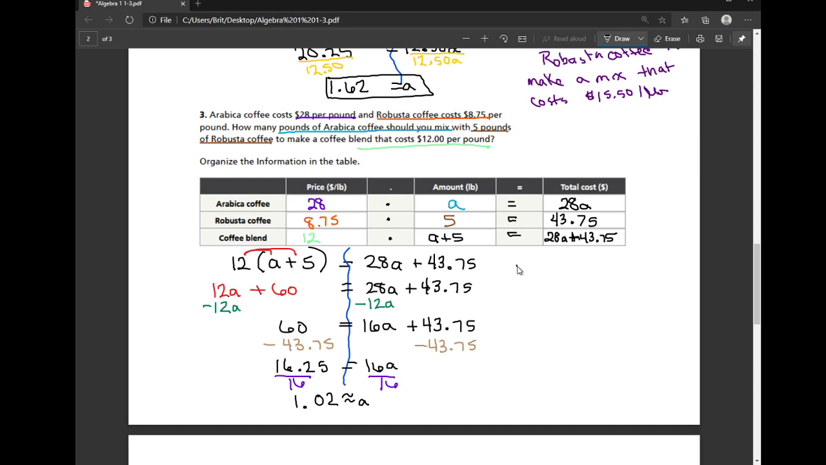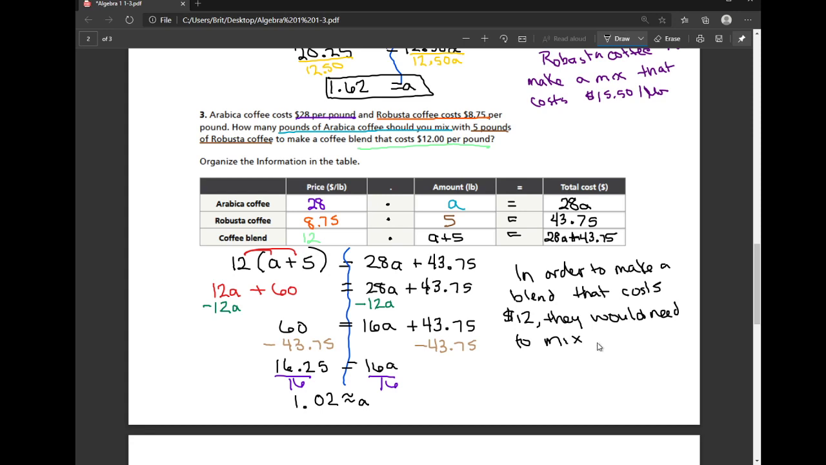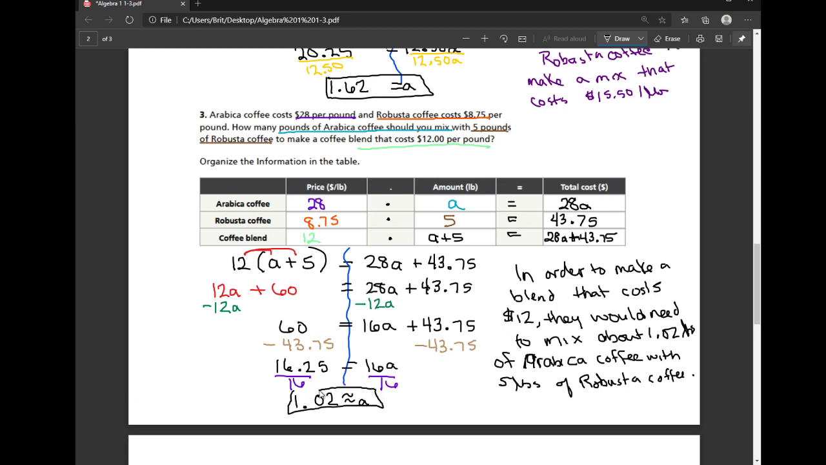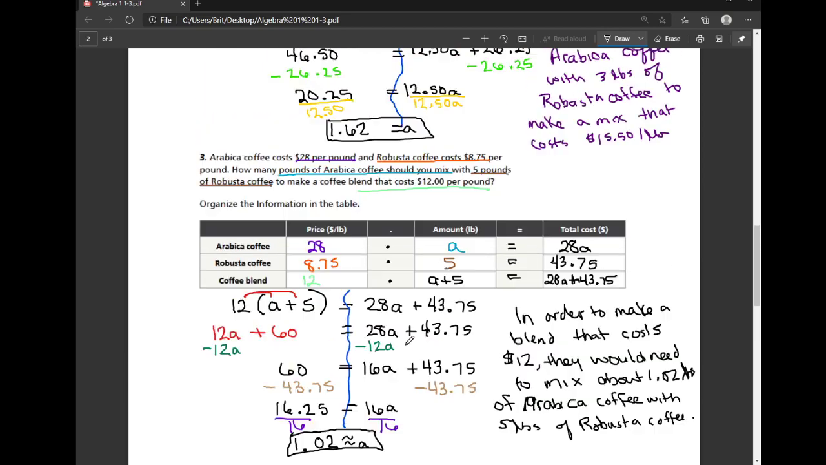Okay, so in order to make a blend that costs $12, they would need to mix about 1.02 pounds of, that's the capital A, Arabica coffee with 5 pounds of Robusta coffee. Alright, so you take that word problem, answer it with a word solution. And there we go. That's example number 3. Until next time.